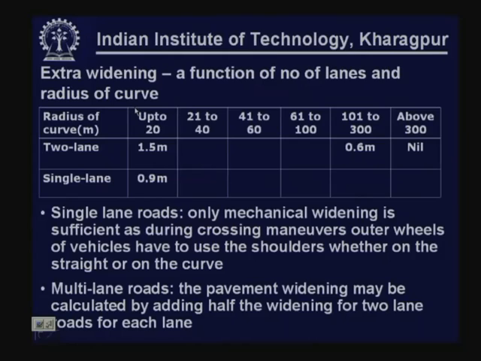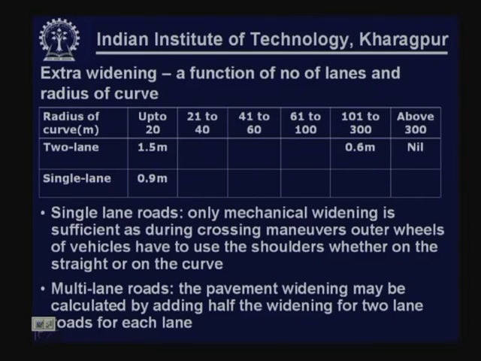Design table is available. Now, extra widening is expressed as a function of the number of lanes and the radius of curve. So, for 2 lanes, single lane, values are given depending on different radius, up to 20 meter, 21 to 40, 40 to 60, like that. For different range of radius, those design values are given. Now, these values are calculated considering mechanical widening and the psychological widening.